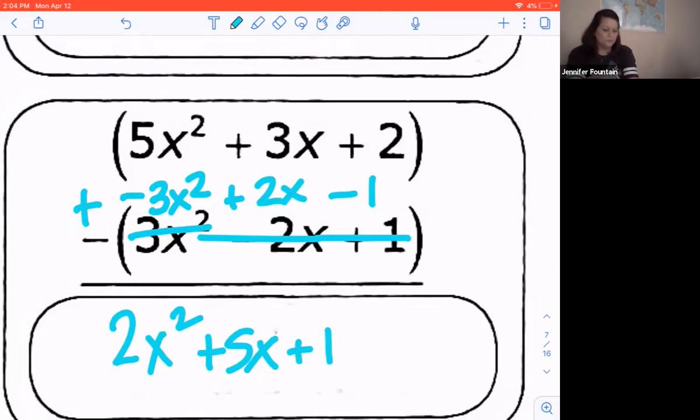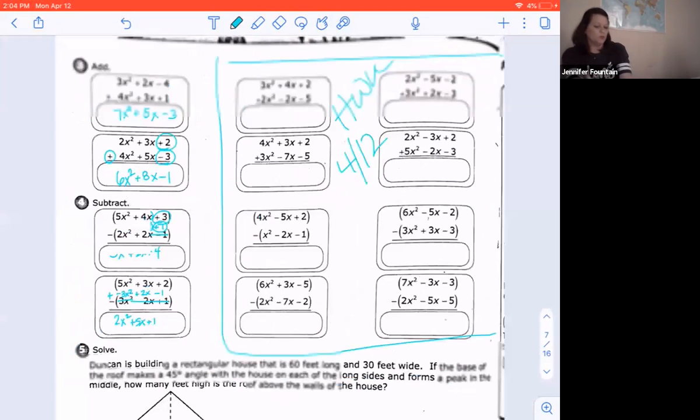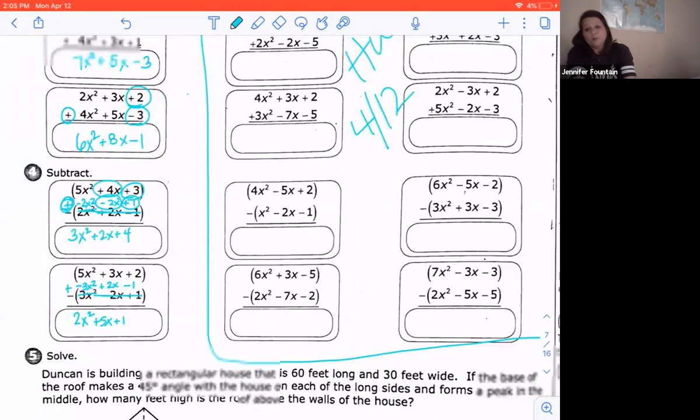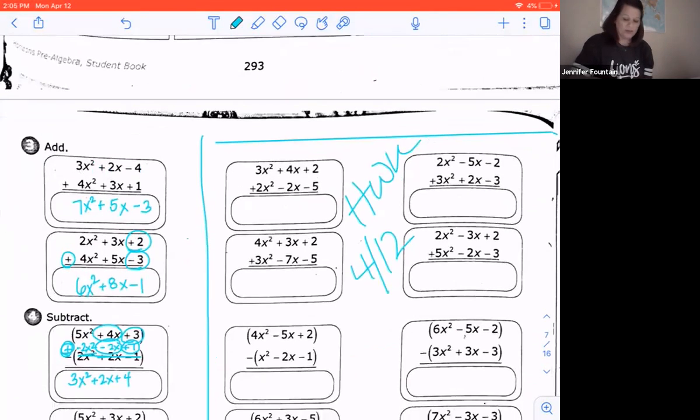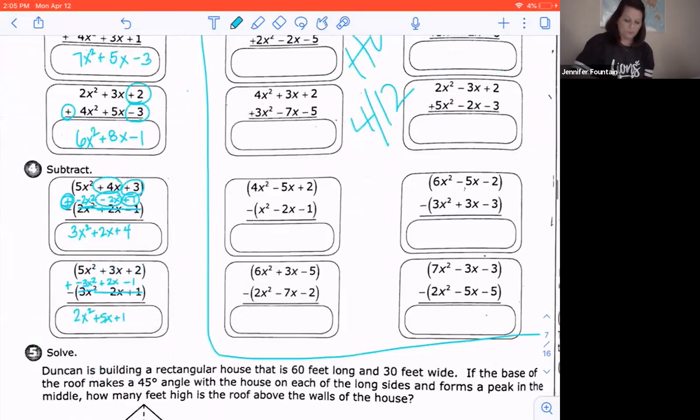Okay. So you have 4 addition problems, 4 subtractions that you need to change to adding the opposite. Okay, so that is activities 3 and 4 on page 294.